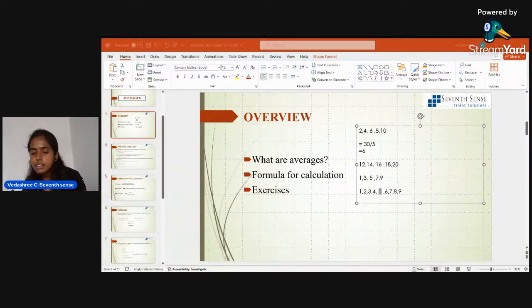So there is nothing much to averages. For all consecutive even numbers, or odd numbers, or natural numbers, always the middle number will be the average. Or else we use the formula, that is the sum of all values divided by the total number of values. This is about averages.